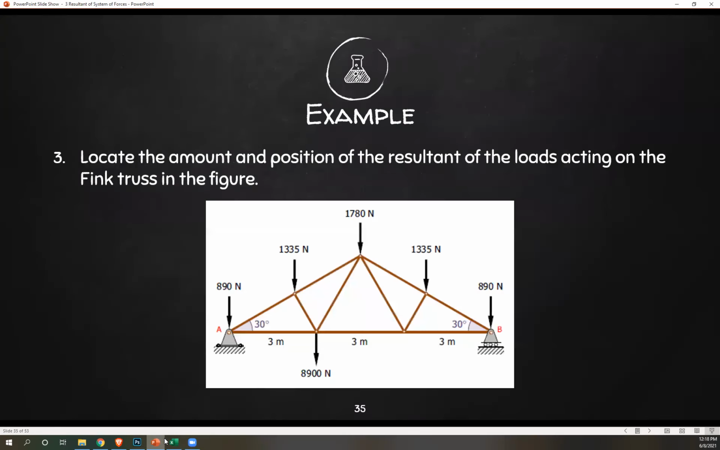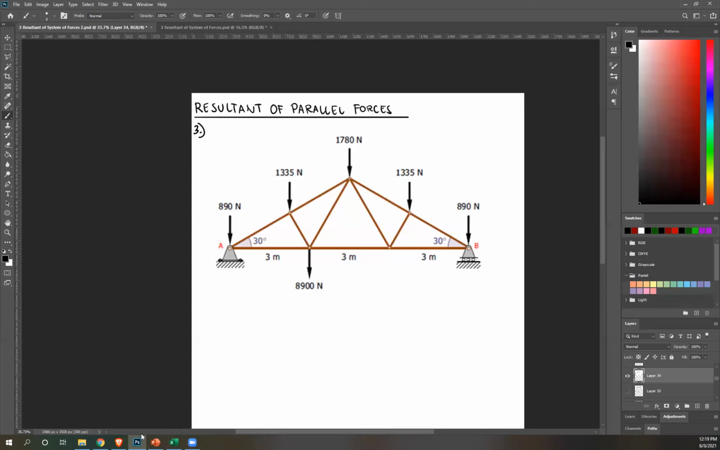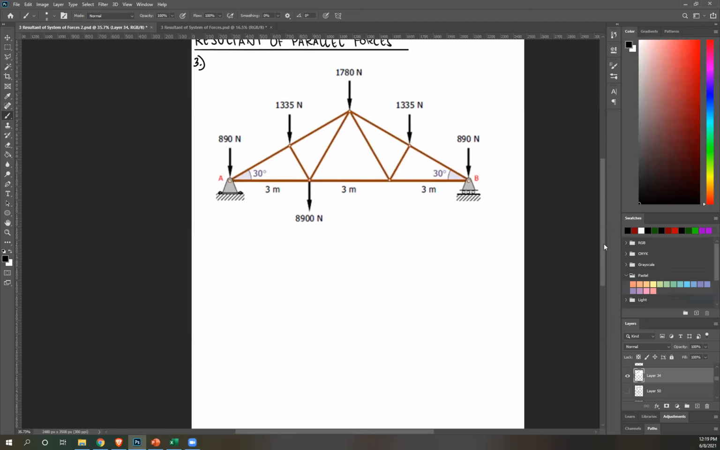Number 3, locate the amount and position of the resultant of the loads acting on the truss shown. Okay. So same thing with the previous number, just looking for magnitude and position. Let's begin. So magnitude is easy. Just taking the summation, all of the forces are given. So R, again, just summation of forces. So let's include our forces. Let's start from the left side. So we have 890.